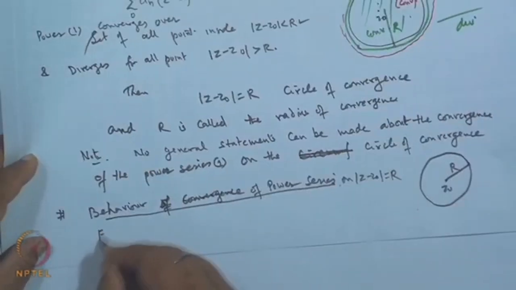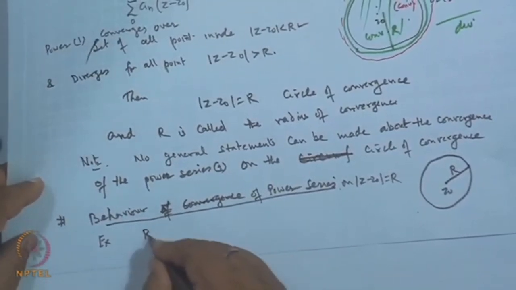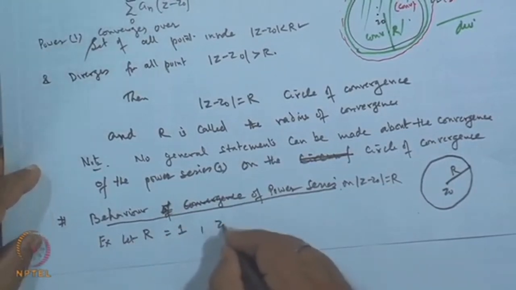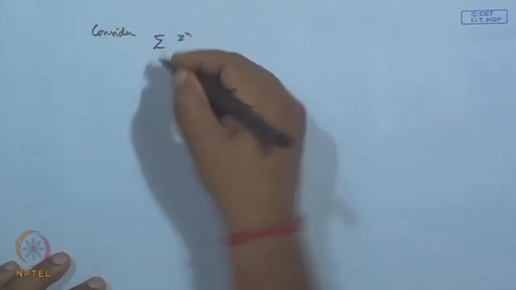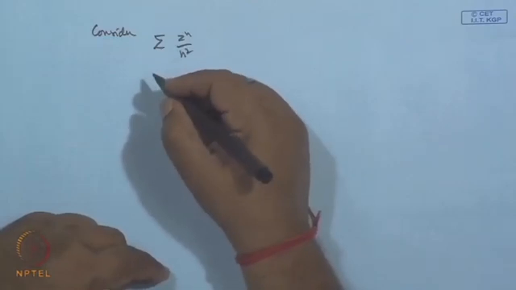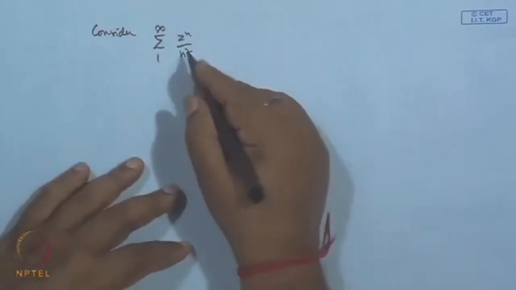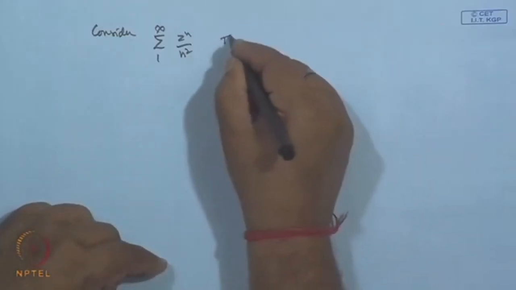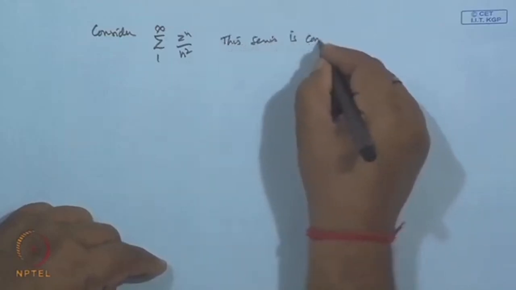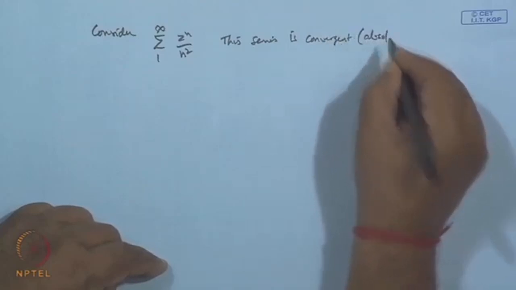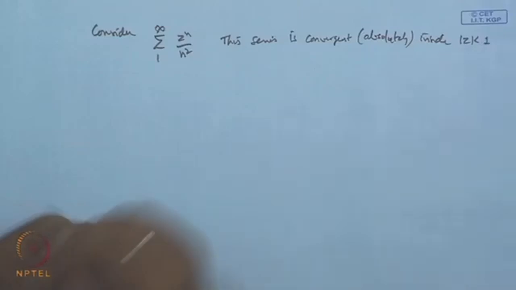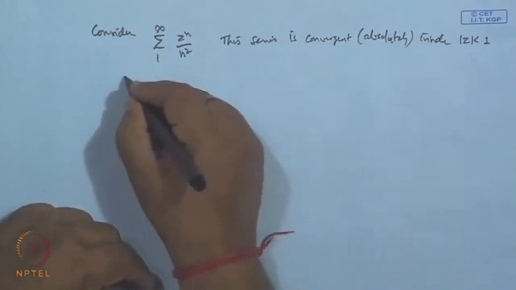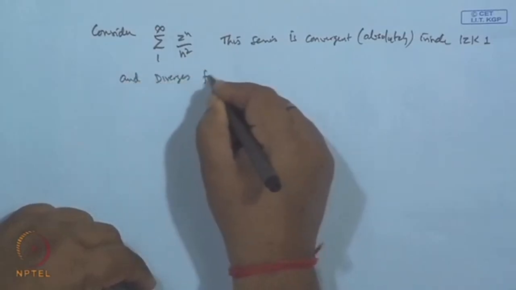Suppose I take the example here: let us choose r equal to 1 and z naught equal to 0, so with center 0 and radius 1, consider the power series sigma z to the power n over n square, n from 1 to infinity, because otherwise it is not defined. Now obviously this series is convergent, in fact absolutely convergent, inside the circle mod z less than 1, and diverges for mod z greater than 1.